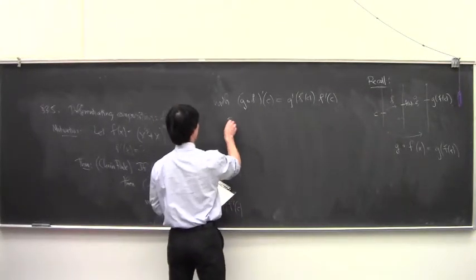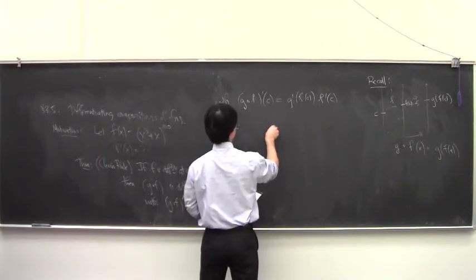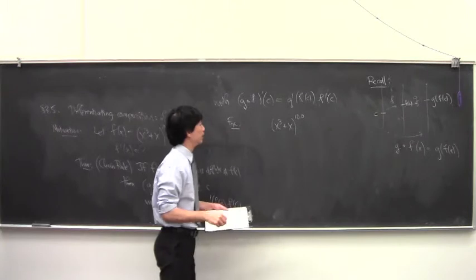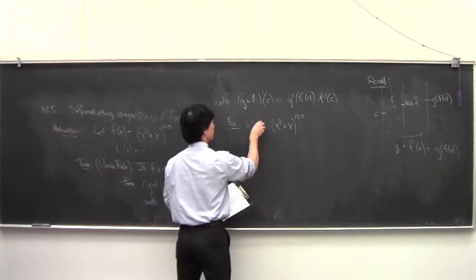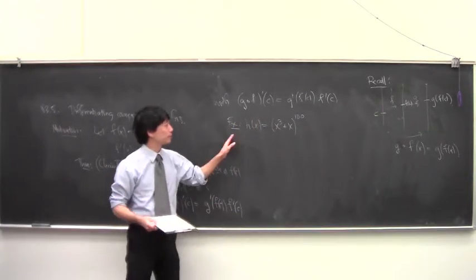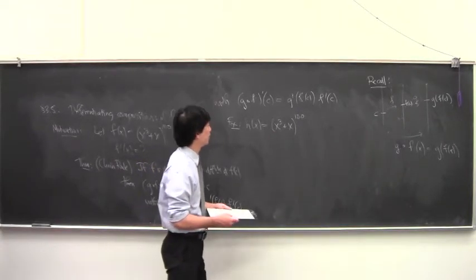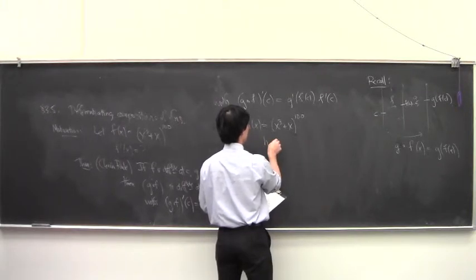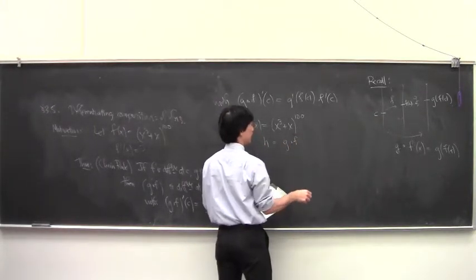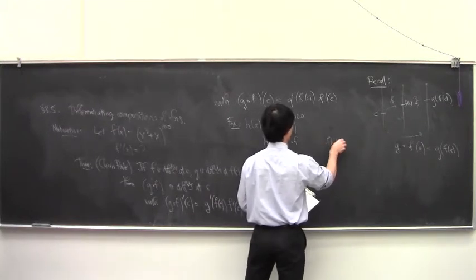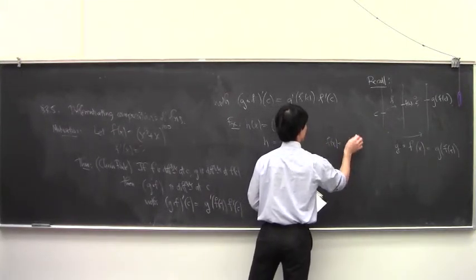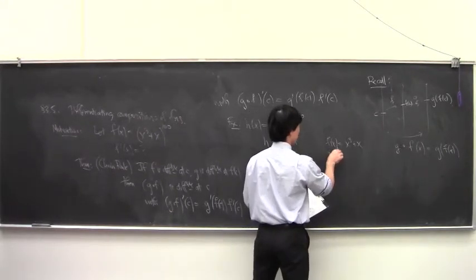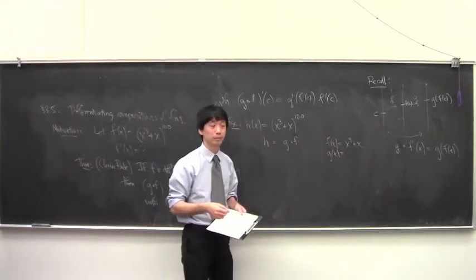So for example, if we look at this function, x cubed plus x to the 100, let me write it as h, so I can use f and g here. Then it's a composition of two functions, where the first function is x cubed plus x, and the second function is what? x to the 100.